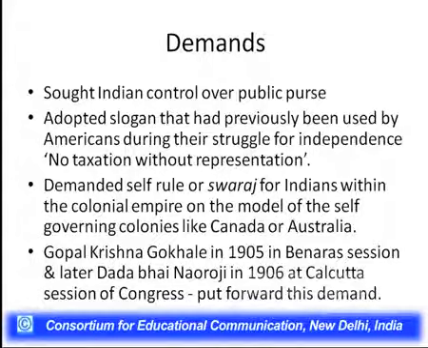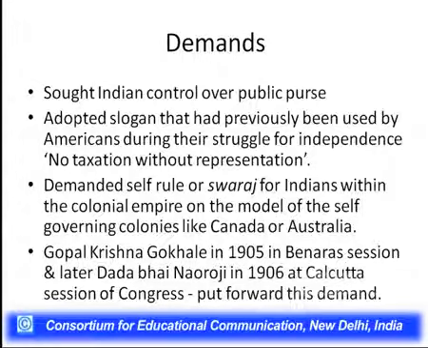They also adopted a slogan that had been used earlier during the struggle for independence by the Americans: no taxation without representation. They demanded self-rule or Swaraj for the Indians within the colonial empire, on the model of self-governing colonies like Canada or Australia, and these demands were raised by Gokhale and Dadabhai Naoroji in the Congress sessions in 1905 and 1906.